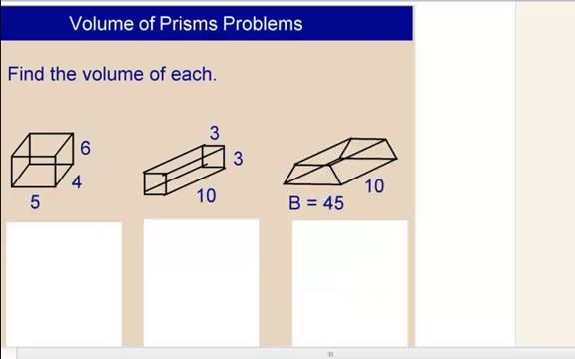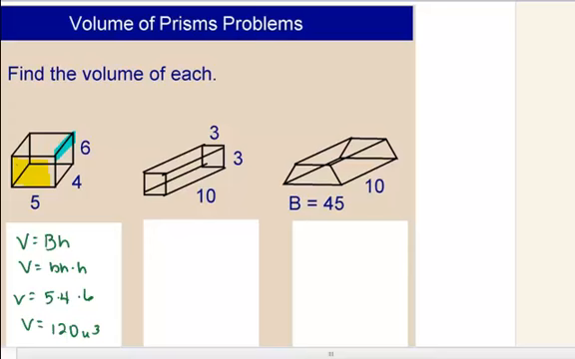So pause the video and find the volume of the first picture and then check and see how you do. So I use my formula, volume equals the area of the base times the height. The base is a rectangle, so I could use b times h or length times width. And that gives me 5 times 4 for the area of the base, which is 20. And then the height is going to be 6. So 20 times 6 is 120, and whatever units it would be cubed.